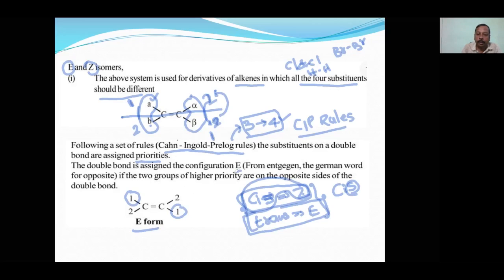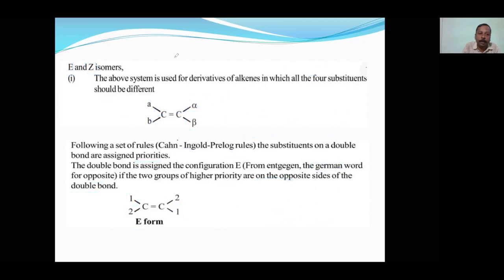E is actually a German word, entgegen, meaning opposite. If the two groups of higher priority are on the opposite side of the double bond, that is entgegen. Entgegen means opposite. Okay, so now let us see what is trans, or sorry, what is E.